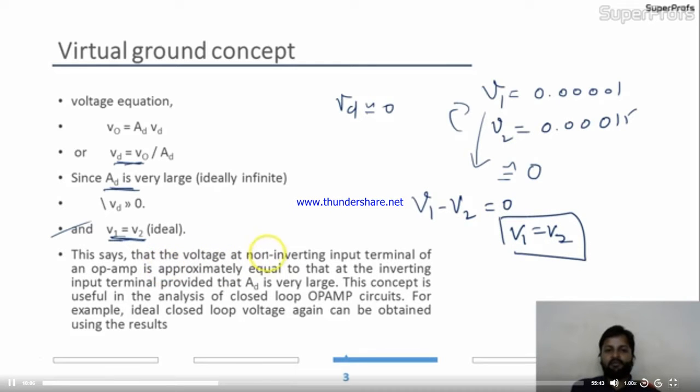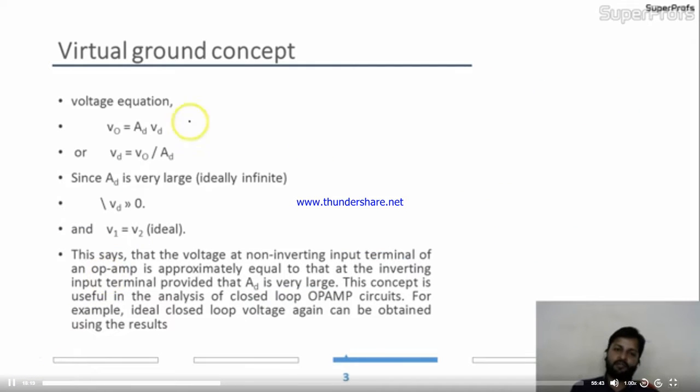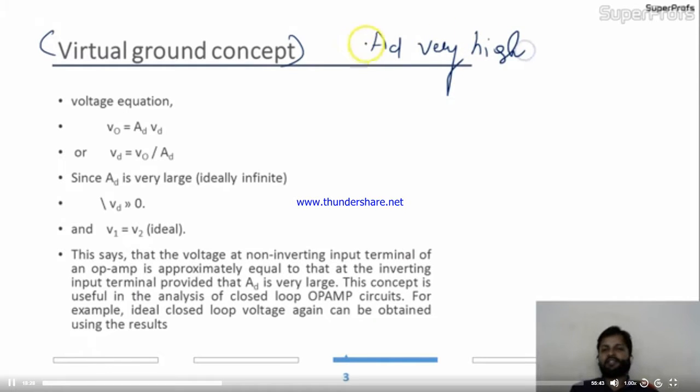This says that the voltage at the non-inverting input terminal of an op-amp is approximately equal to that at the inverting input terminal, provided that AD is very large. Please try to understand the condition: the foremost condition for virtual ground is AD should be very high. This concept is useful in the analysis of closed loop op-amp circuits. For example, the ideal closed loop voltage gain can be obtained using these results. So this is about the virtual ground concept.